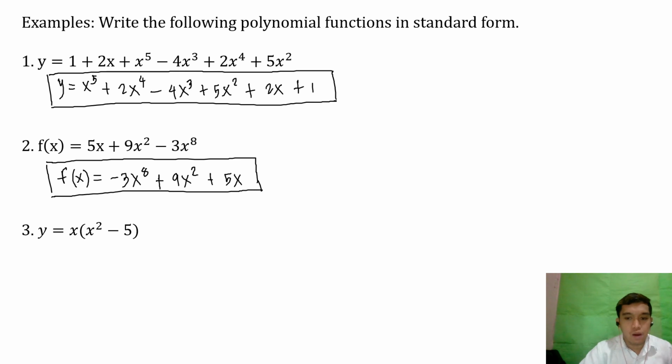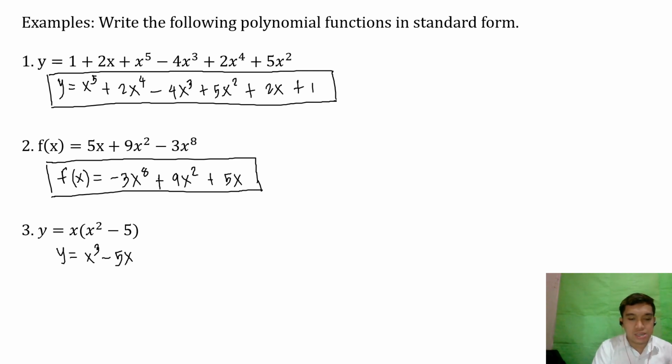Number 3. Y equals x times the quantity of x squared minus 5. So, what we are going to do here is i-multiply muna natin siya. So y equals, x times x squared is x cubed. Then, x times negative 5 is negative 5x. So, kung naka-factored form siya, i-multiply mo muna yung ating mga factors para makuha mo yung ating standard form.